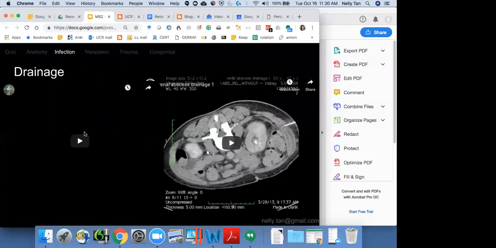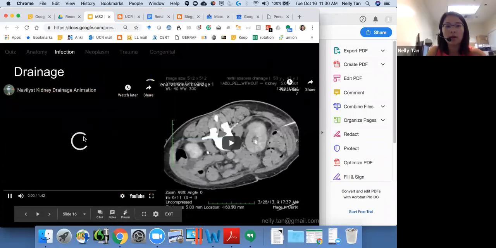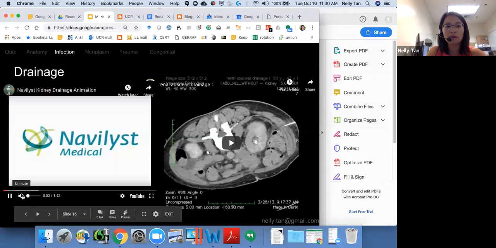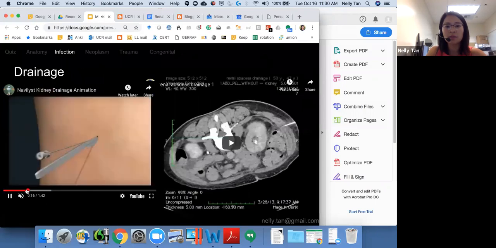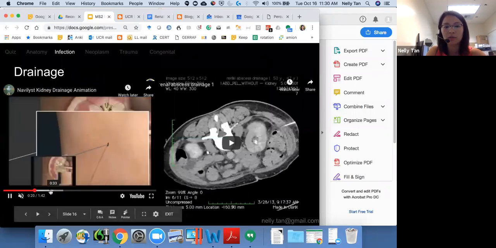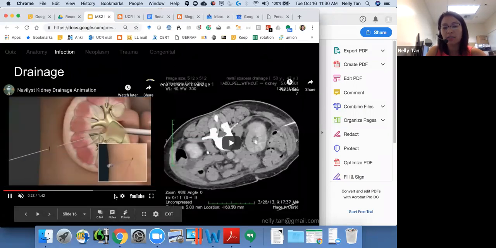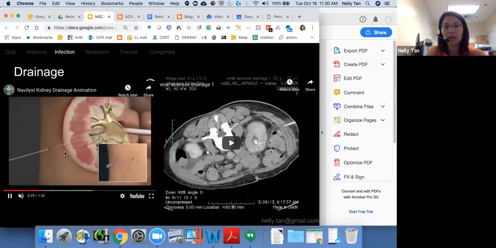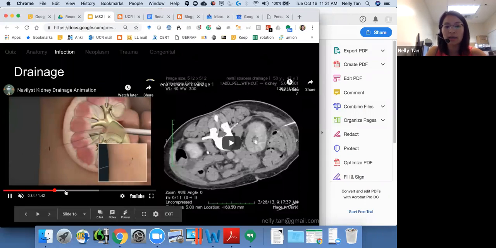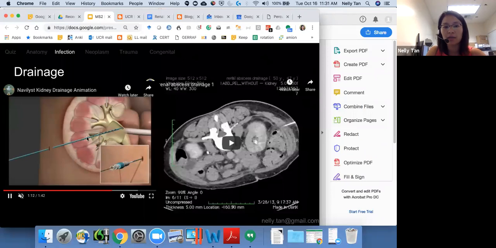Here is a video of how we place a nephrostomy tube. So patients, for example, in that last case that had an obstructing renal stone, this is how you can decompress the renal collecting system. You place an access needle through CT or typically ultrasound guidance. You put a guide wire in, and then you do serial dilatation. And then after that, you can place a catheter in.